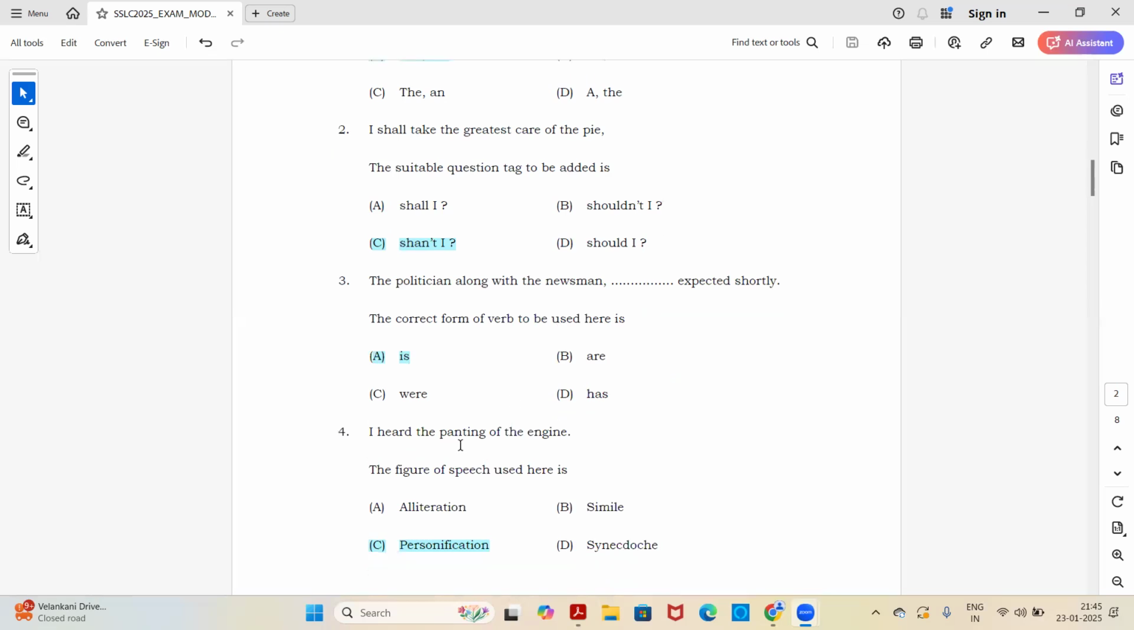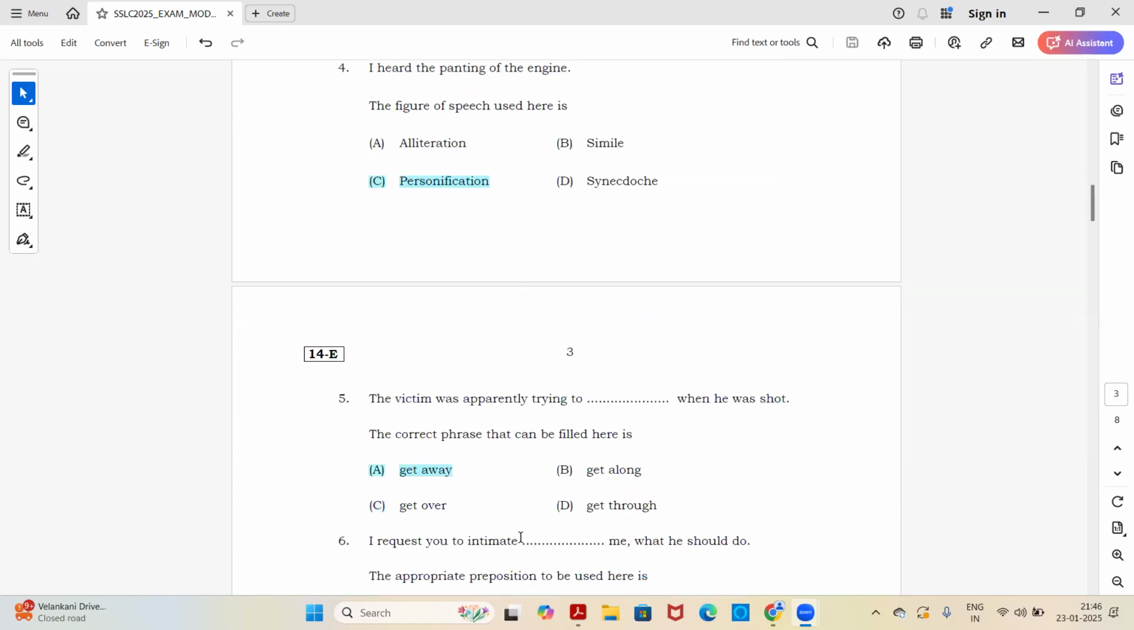Next, I heard the panting of the engine. The figure of speech used here is, so which figure of speech do you find here? Panting is the quality of a human or animal. When they run, you pant. So there's a human quality given to a non-living object, or you can also say that a living quality is given to a non-living thing. So yes, that's personification. That is how you can figure it out. So option C, personification, is the right answer.